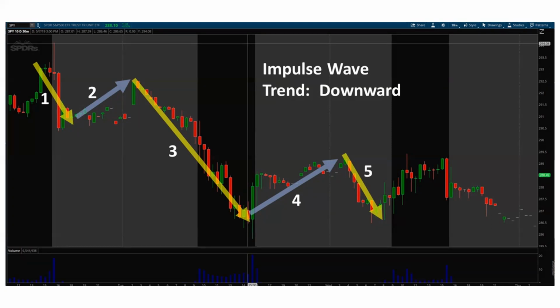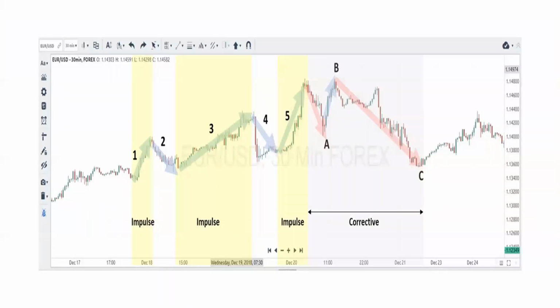But the easiest way to take advantage of Elliott Wave is looking for these impulsive waves and taking advantage of them in the market. We have a strategy that we'll go through here towards the middle, and break it down for you.